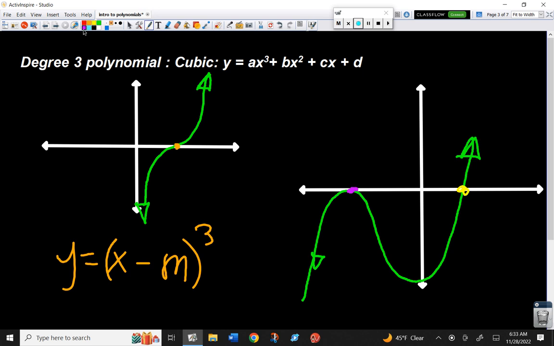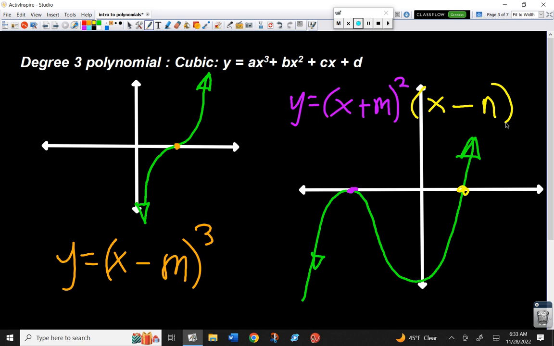So the first part of it's going to be y equals, then I've got this x plus m, but it's a double root. And then I've got the yellow one, which is a single root, and that's going to be x minus n. So you can see it would still be to the third power if I did all the multiplication.